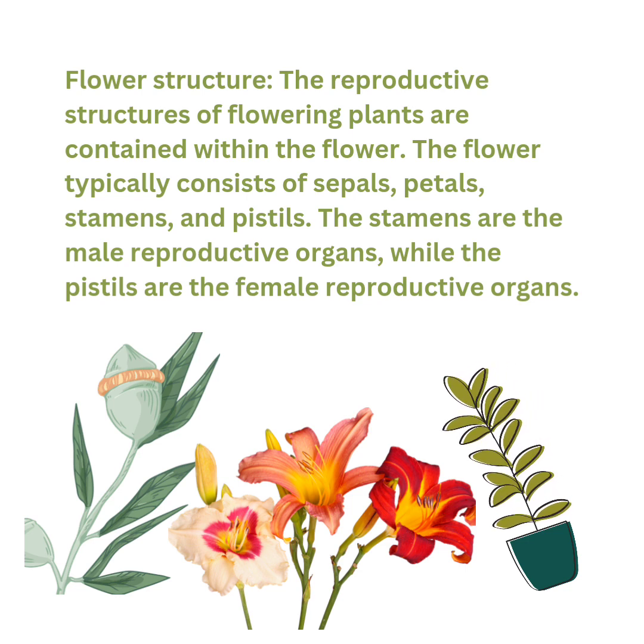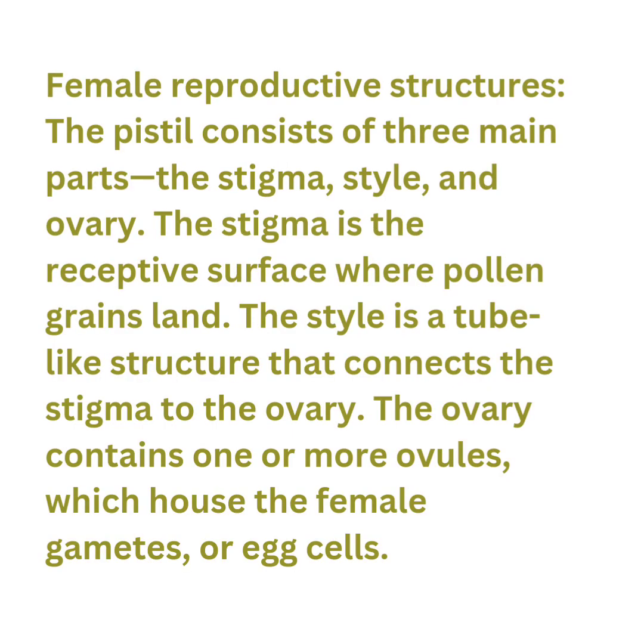Male reproductive structures. Each stamen consists of a filament and an anther. The anther contains pollen sacs, which produce and release pollen grains. Pollen grains are the male gametes, or sperm cells, of the plant.